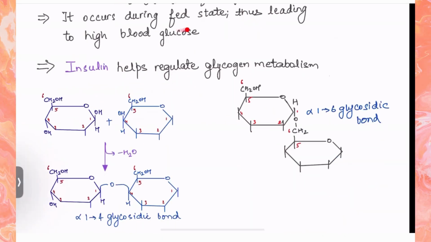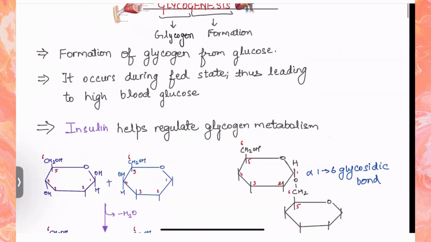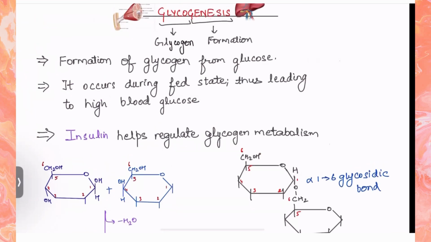Since during the fed state carbohydrates convert to glucose, the high blood glucose level causes the insulin hormone to be secreted by the cell. This insulin helps regulate glycogen metabolism. It takes place in two organs, liver and skeletal muscle. The amount of glycogen that can be stored in the liver is around 100 grams, and in skeletal muscle around 300 to 400 grams.